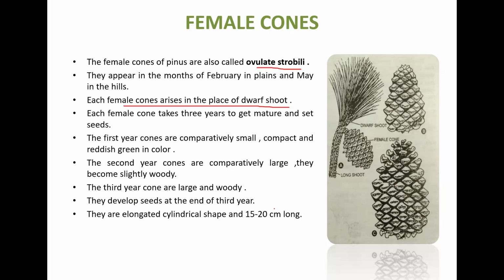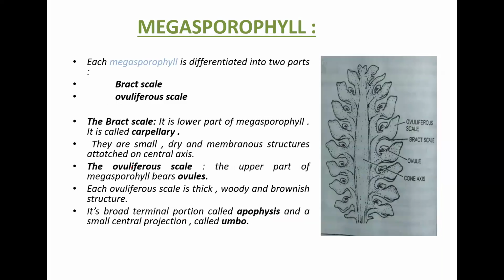When we talk about the size of this female cone, it is elongated, cylindrical in shape and about 15 to 20 centimeters long. So these are the features of the female cone. Now, when you take the transverse section of the female cone, it appears like this. It is also called the megasporophyll.